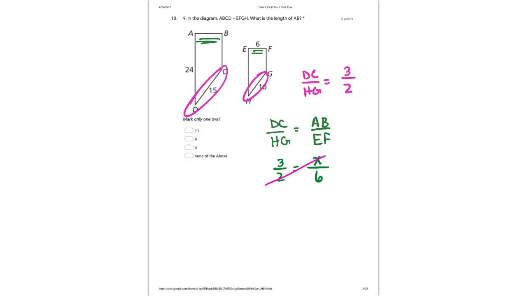And I can cross multiply. Going this way, I get 2X. And going this way, I get 18. Divide by 2. X must be 9.